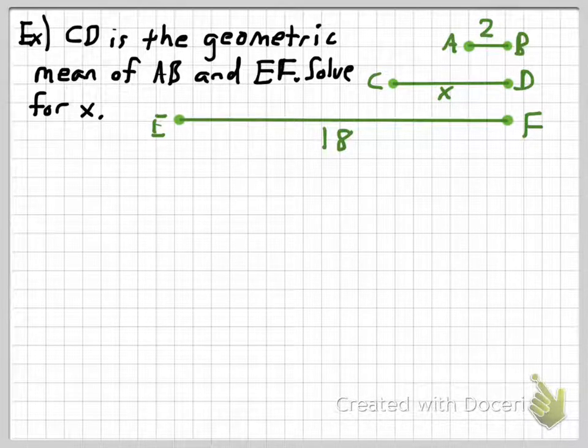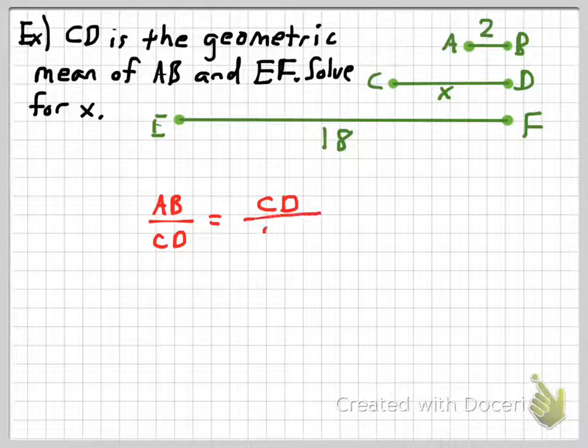I'm telling you that this distance from C to D is the geometric mean of the distance from A to B and the distance from E to F. Well, according to the definition that I gave you then, that is true if this following proportion is true. CD is the geometric mean of AB and EF if the ratio of AB to CD equals the ratio of CD to EF. Notice that the thing that gets repeated here is the geometric mean of the other two things.